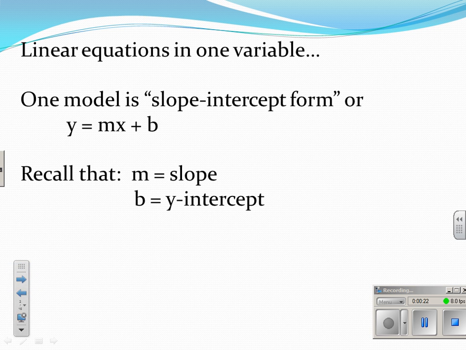A lot of this stuff I think you are going to find quite familiar, so you should like that for a change. Linear equations in one variable. One of the models that we tend to look at as a very common way to represent these is the y equals mx plus b model. Recall that m, or the coefficient in front of x, is going to be the slope of your line, and b, or the constant at the back, is the y-intercept.